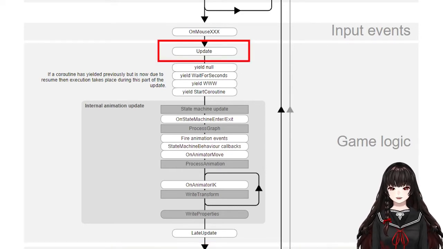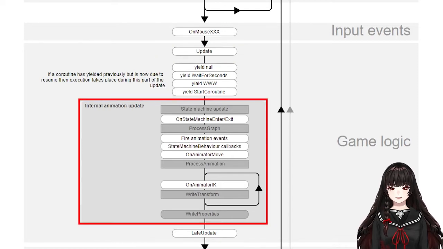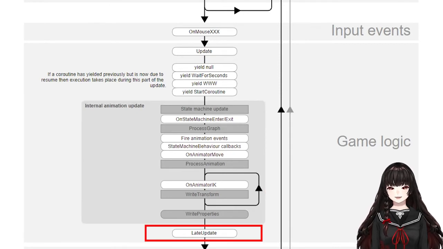So update is called every frame. Then yielded coroutine would continue here. Then animation states will be updated. Then late update follows, which is also called every frame like update, but at the end of the game logic process.